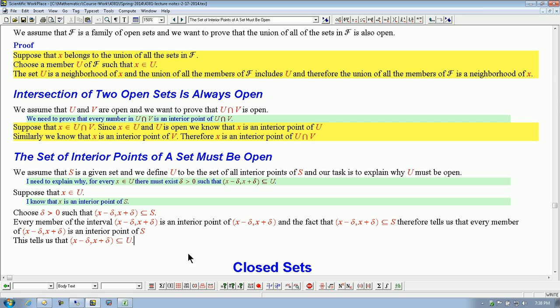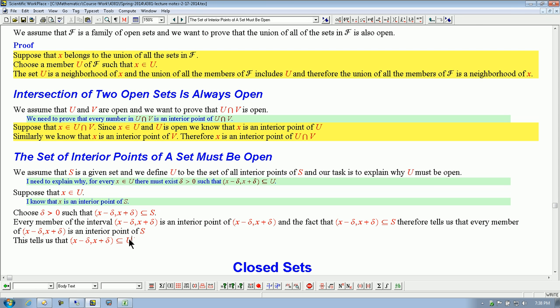So I have then, look what I said, read this. I need to explain why for every x in U there exists delta greater than 0 such that this interval is a subset of U. Right. Suppose that x belongs to U. Look what I've got. I've got a positive number delta, and this interval is a subset of U. Haven't I finished? Let me go through this argument one more time and then we're going to stop.